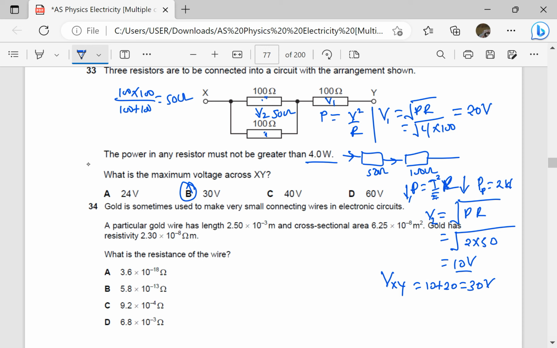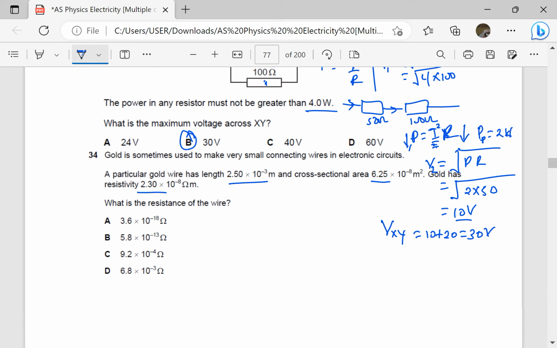Gold is sometimes used to make very small connecting wires in electronic circuits. A particular gold wire has a length of 2.5 × 10^-3 meters and a cross-sectional area of 6.25 × 10^-8 square meters. Gold has a resistivity of 2.3 × 10^-8 ohm meters. What is the resistance? So this is direct.